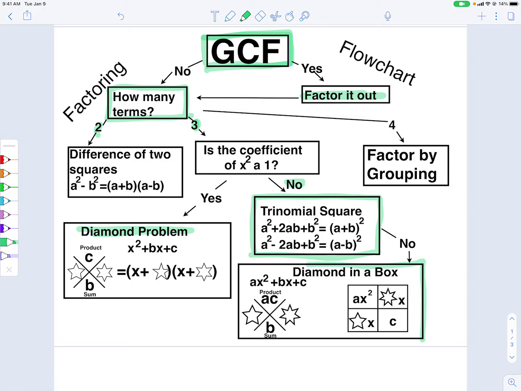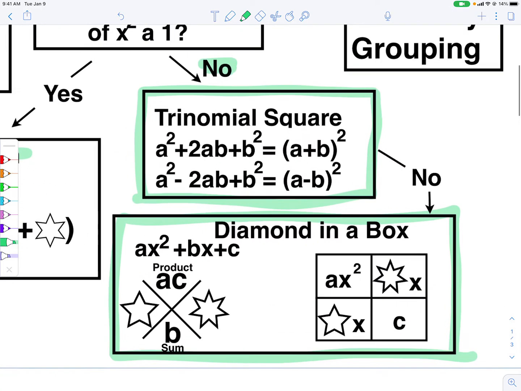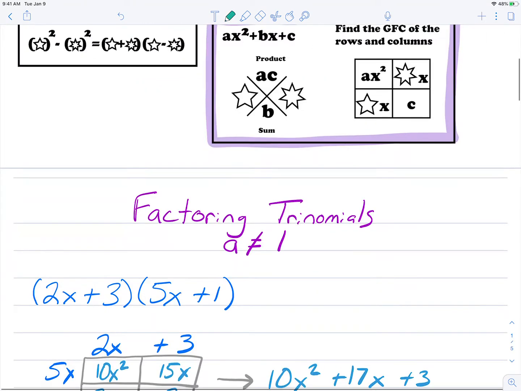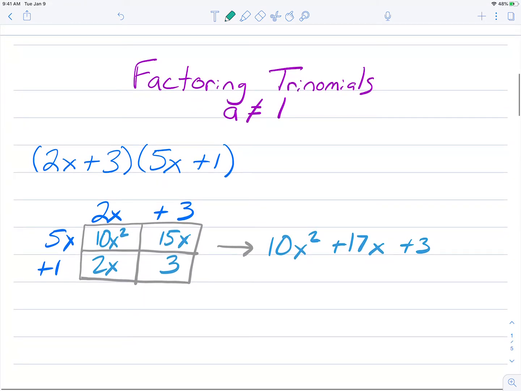They are going to be a diamond in a box. So this is where we're going to be focusing for today. Again, it's going to be a trinomial. The coefficient of x squared is not going to be a 1. I do want you to add one more thing to your factoring flowchart. I want you to add factor the GCF out of the rows and columns. And you're going to see this written down later in the video again. So I want to show you kind of where it comes from.